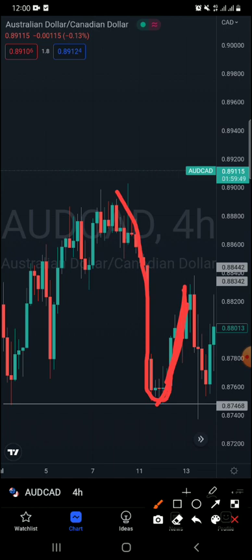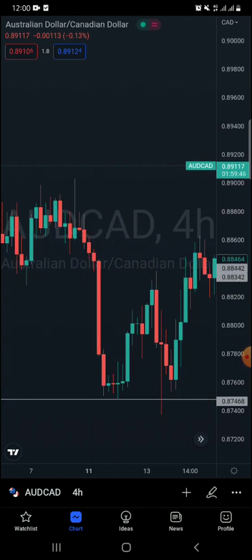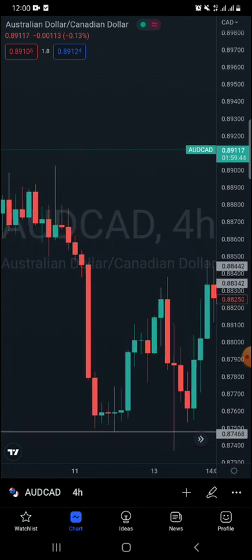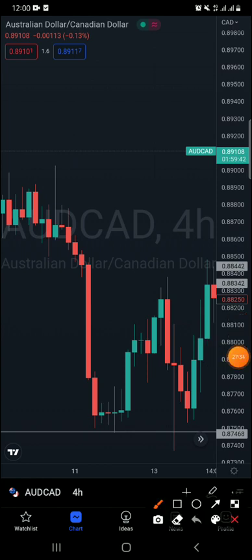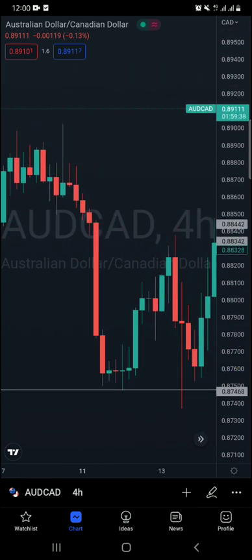So what did I do? Immediately price reached this area, I bought, and what do you notice? I made some money because I was right and price moved up from that area. So let me draw it out.